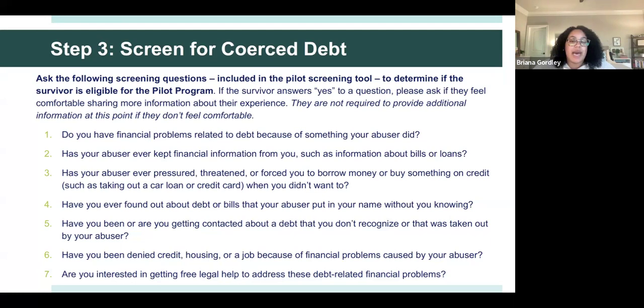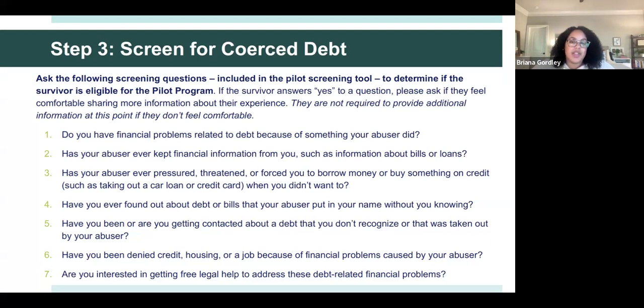4, have you ever found out about debt or bills that your abuser put in your name without you knowing? 5, have you been or are you getting contacted about a debt that you don't recognize or that was taken out by your abuser? 6, have you been denied credit, housing, or a job because of financial problems caused by your abuser? And so if a survivor answers yes to at least one of those 6 questions, then you would move on to asking question 7. Are you interested in getting free legal help to address those debt-related financial problems?